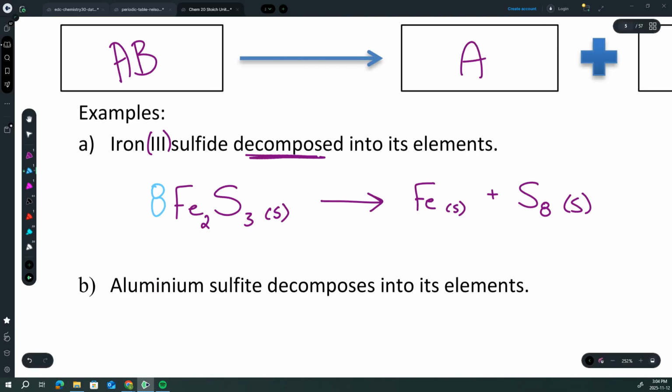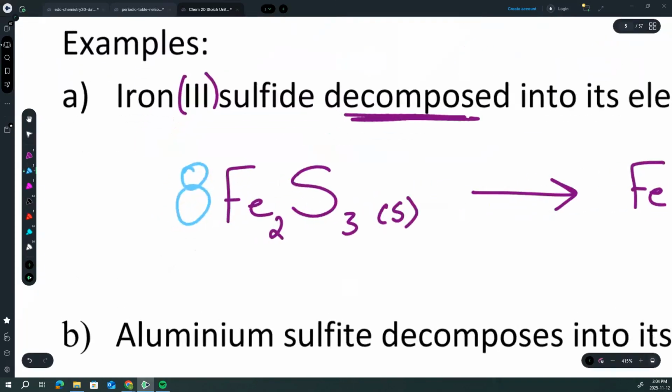The reason I need to use coefficients here to balance it is because originally, we had 3 sulfurs going in and 8 coming out. That's why I need the coefficients, to make sure I have the same amount of each element going in and coming out. So the lowest common multiple between 3 and 8 is 24. So 3 times 8 is 24, and 8 times 3 is 24. Moving on to iron.